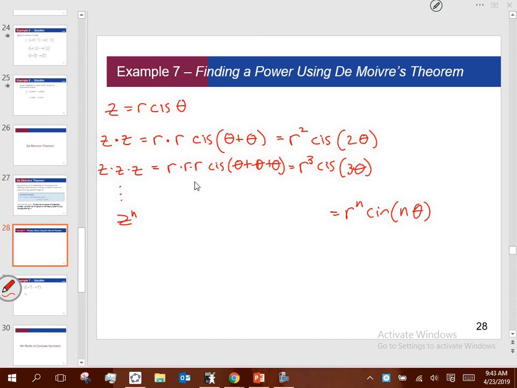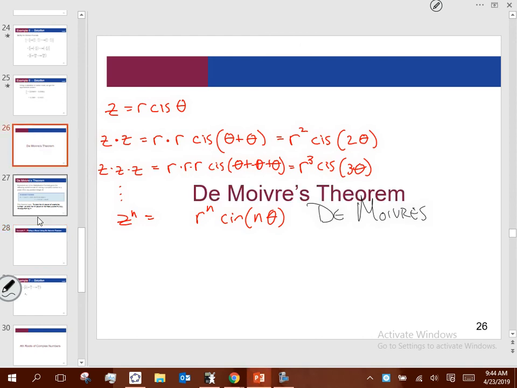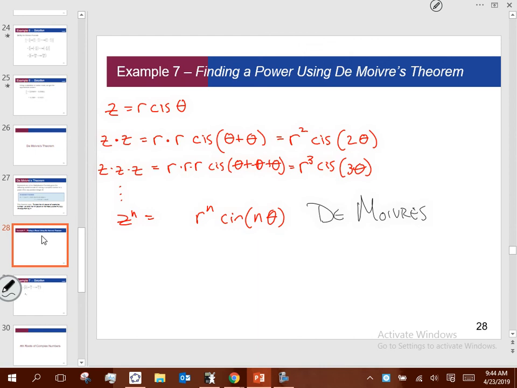Okay? Why is that a benefit? So that theorem, this is a theorem here, is called, I think it's an RE. Yep. It's called de Moivre's theorem. Okay?